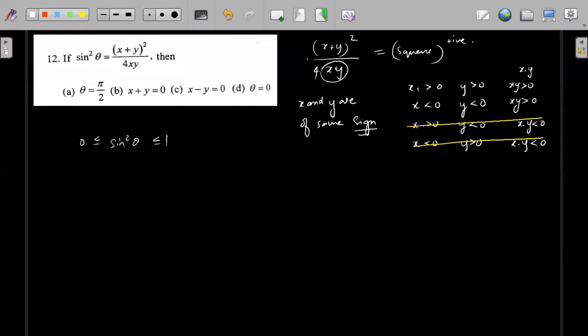Now let's see. Right now we have (x plus y) whole square divided by 4xy. Which part do you want me to explain? What I'm checking is that the right side is a square, so the right side is positive. I will check whether the left side is also positive every time or not.